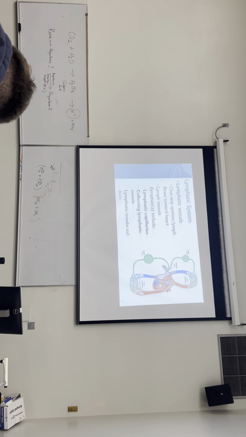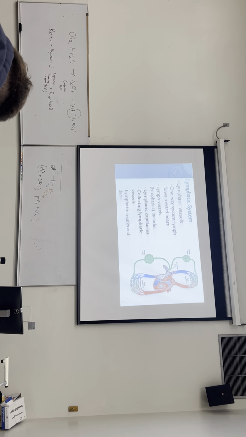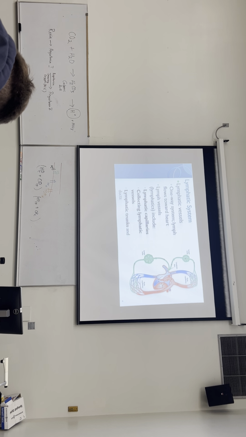In terms of vessels, similar to our blood capillaries, here we have lymphatic capillaries, and they get bigger and bigger. As they get bigger, they're just called vessels, and then trunks and ducts. The biggest ones, which we'll talk about, are the thoracic duct and the right lymphatic duct. Those are the two big ones.